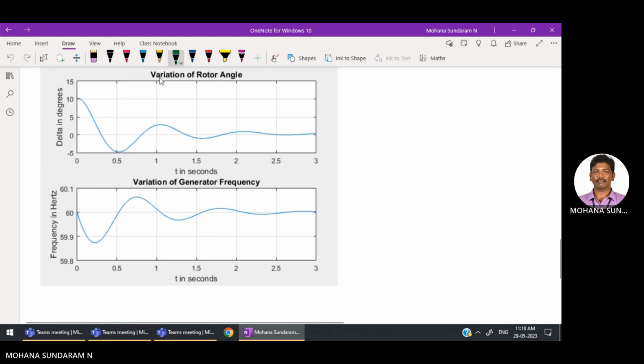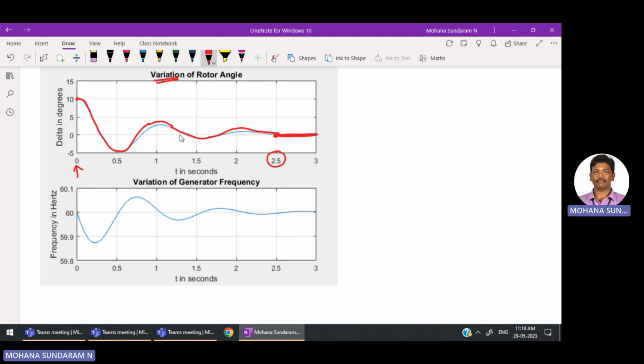So at last, one thing which you have to learn is, see, initially the variation of rotor angle: initially there is a disturbance of 10 degrees. So what happens now? It is 10 degrees now. Now the rotor angle oscillates like this, increases, decreases, increases, decreases, and finally the variation, that is delta, goes to zero at this point, say t equal to 2.5 seconds.